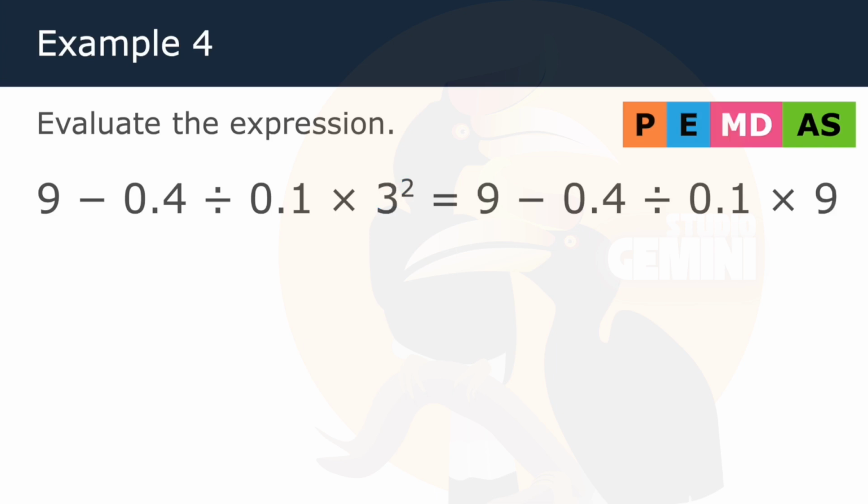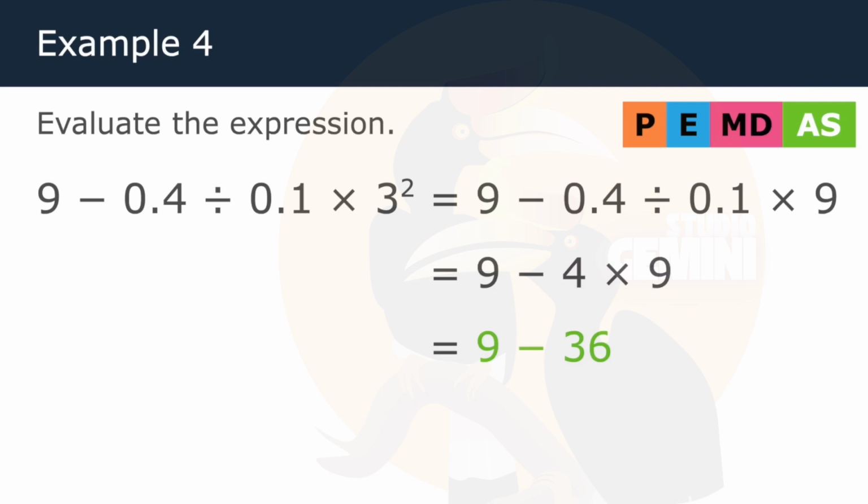Next up is any multiplication or division. We have both, so let's go from left to right. First, we'll divide 0.4 by 0.1, and we get 4. So our expression is now 9 minus 4 times 9. Now we multiply. 4 times 9 equals 36. Finally, we'll subtract and get our final answer, negative 27. Nice work!